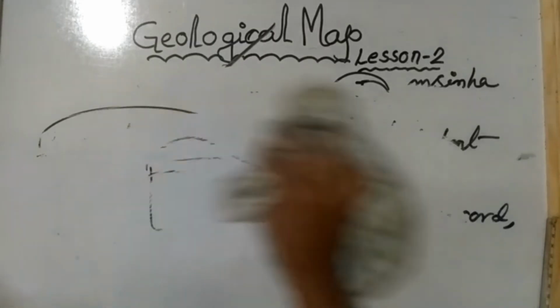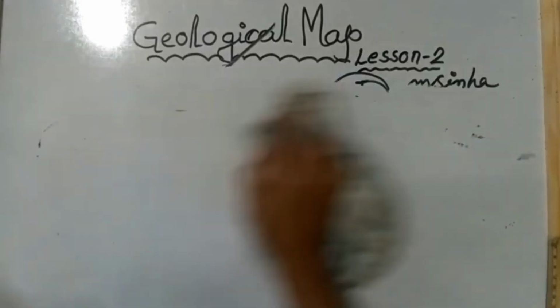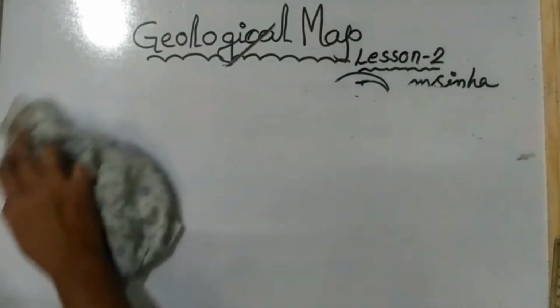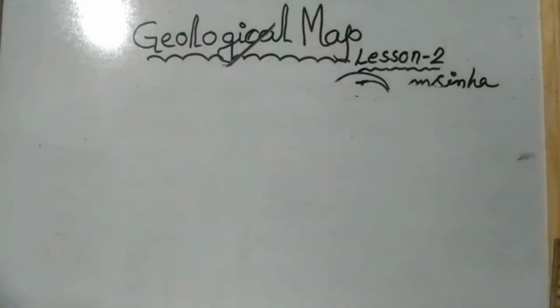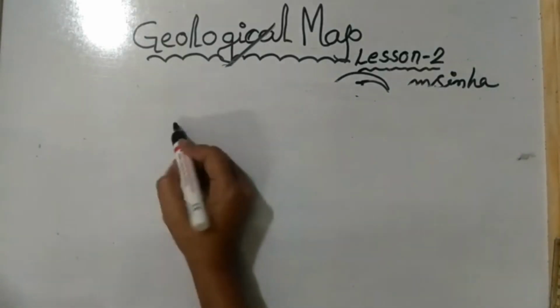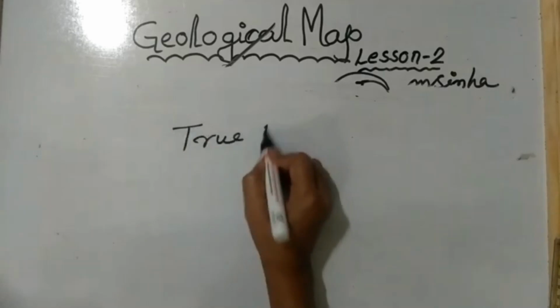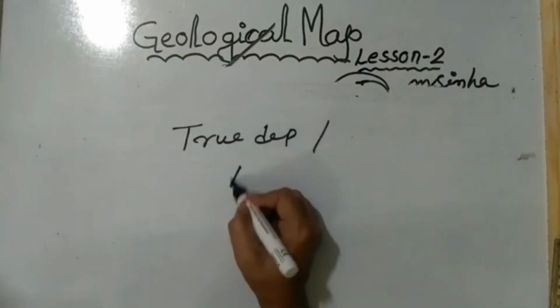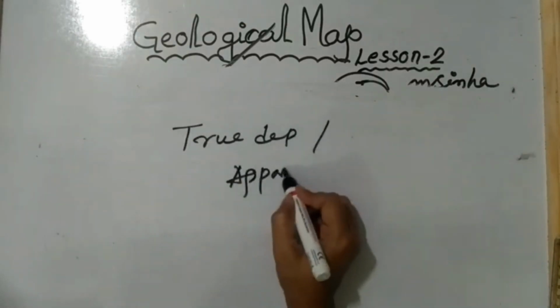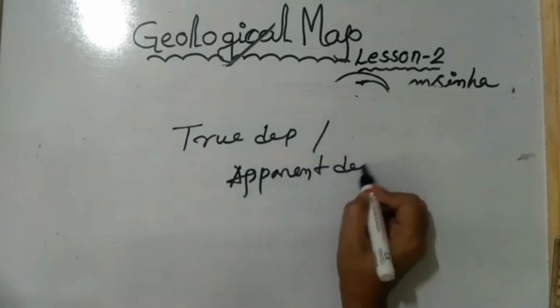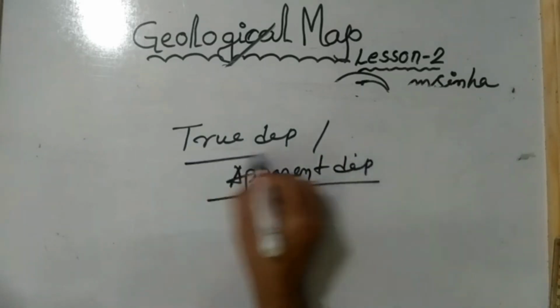And the third thing is true dip and apparent dip. What is true dip and apparent dip? Okay, true dip, apparent dip. Okay, next class we will discuss true dip and apparent dip.